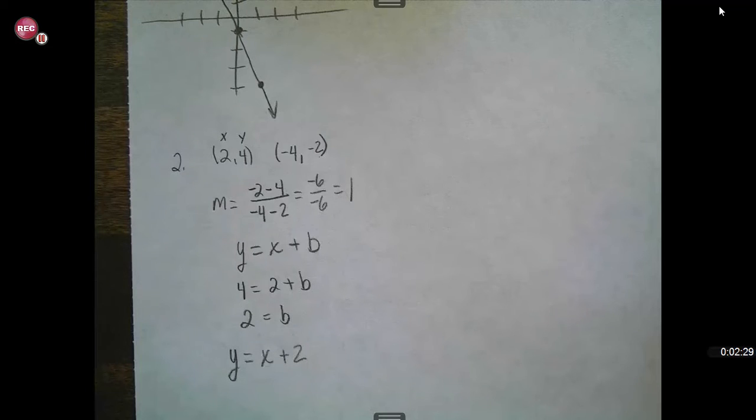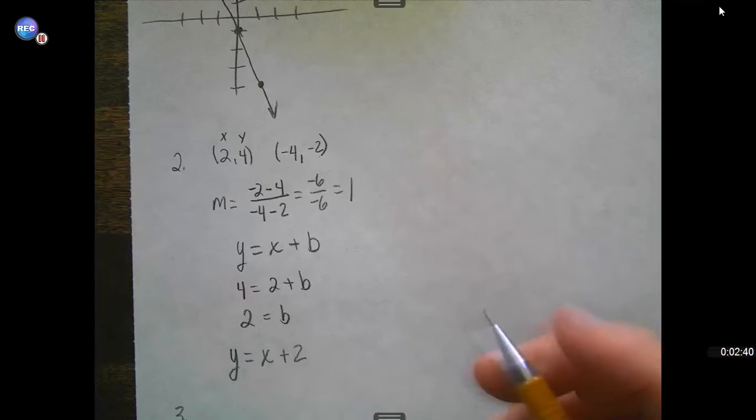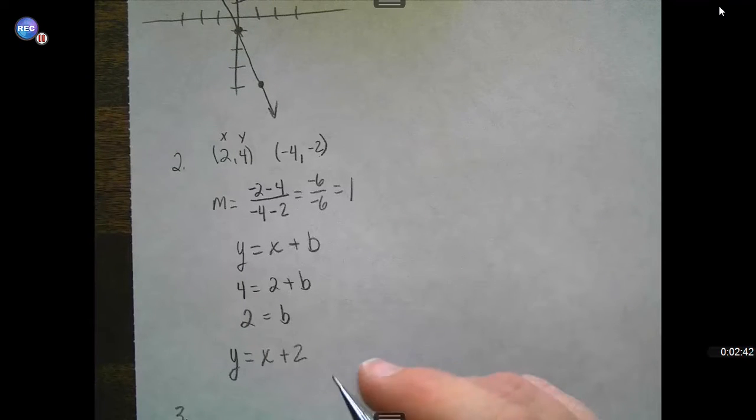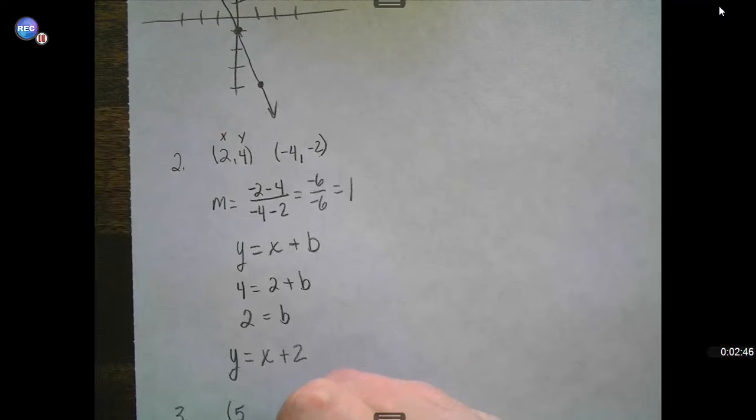And it did ask for the equation of the line in slope-intercept form. So you will need to read on the test what we want. We want you to put that slope-intercept, point-slope, standard. You'll have to discern that.